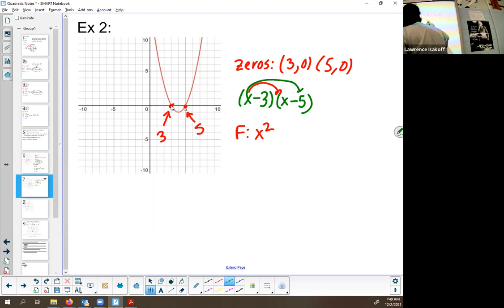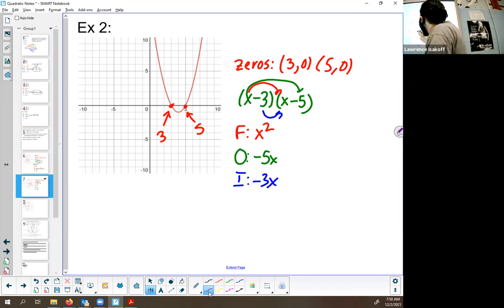Now I go to my outer. So the outer edges would be the X and the -5. X times -5, -5X. My inners, that's the two in the middle part. -3 times X, -3X, good. And then my last is the last number in each parenthesis. -3 times -5. Good, that's a +15.